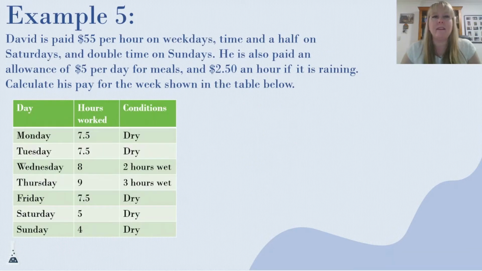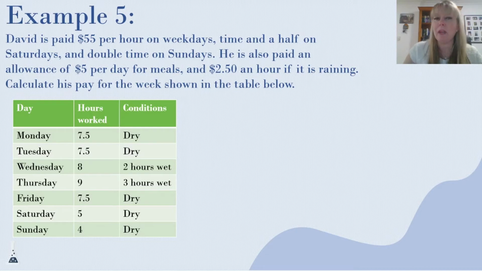Here's our next example. We're looking at David. He's paid $55 an hour on weekdays, that's Monday, Tuesday, Wednesday, Thursday, Friday. He gets paid time and a half on Saturdays and double time on Sundays. He also gets an allowance of $5 a day for meals, that's a little bit like my husband, and $2.50 an hour if it's raining. So we need to calculate his pay for the week shown in the table below.